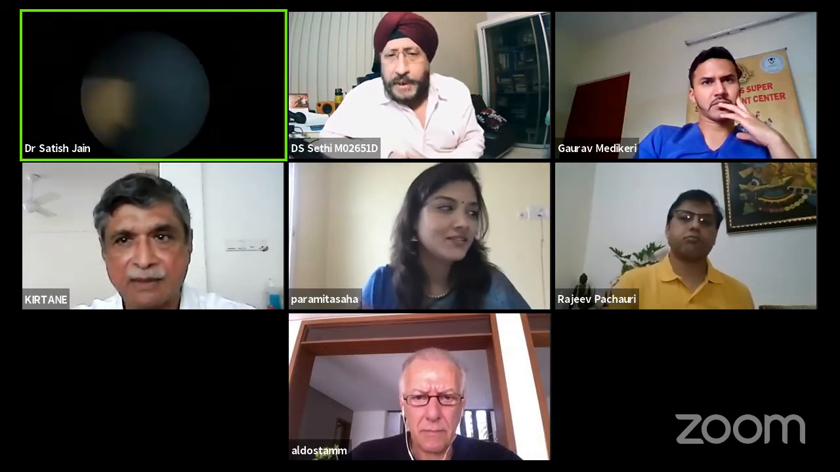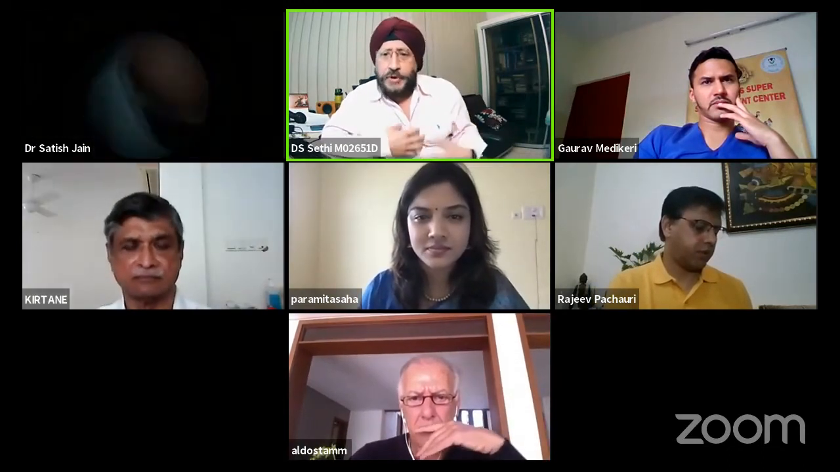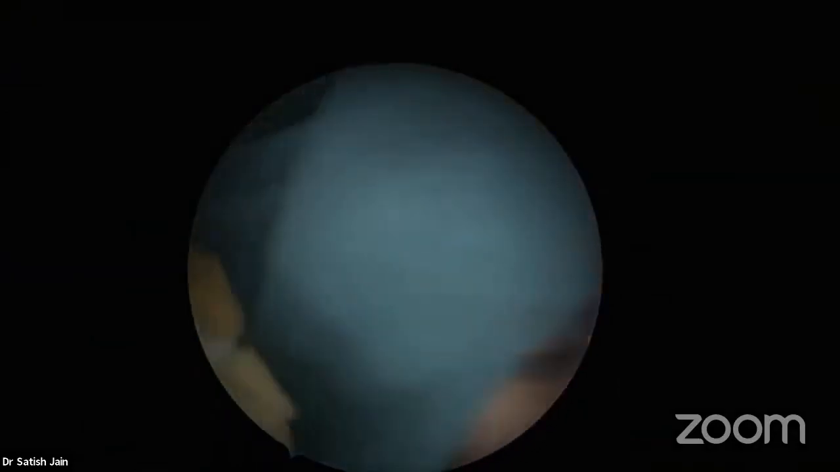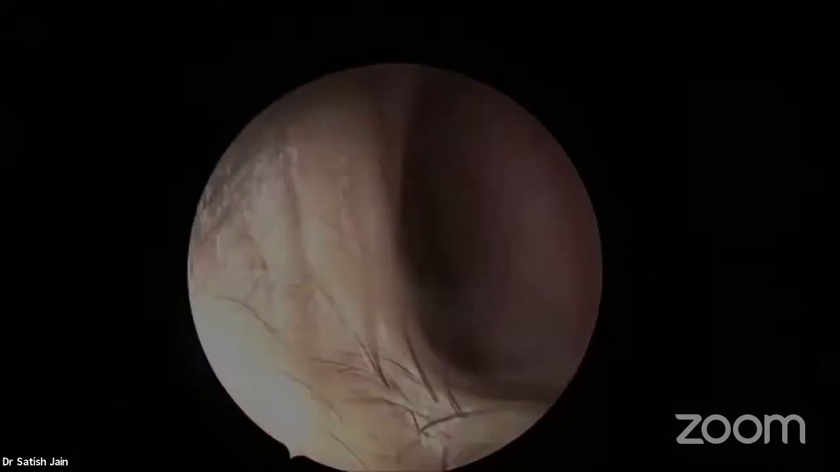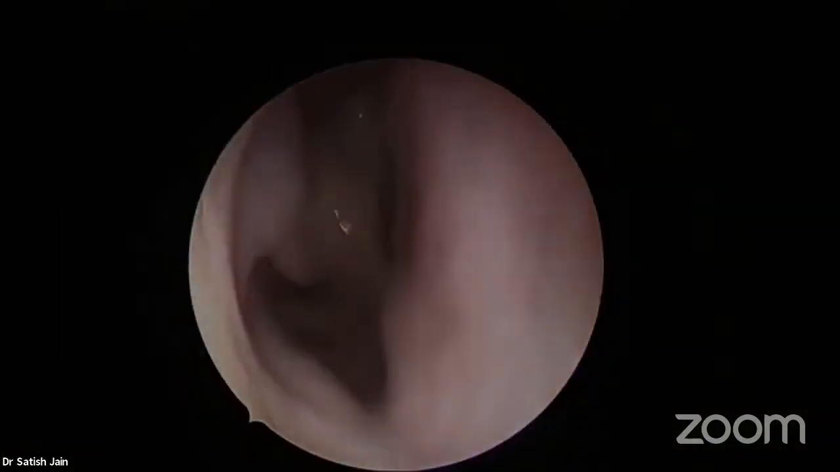Maybe if I can be allowed to add something to that, I think with all due respect to the radiologists, we have an advantage over them because we have seen the patients, and we can correlate the CT findings with endoscopic findings and with intraoperative findings. And this way you can get a complete picture of what is wrong with the patient.